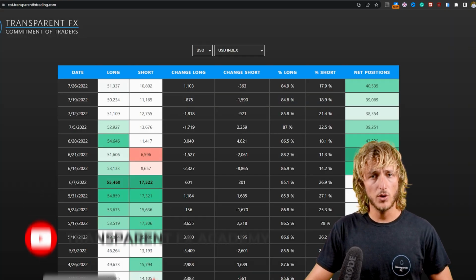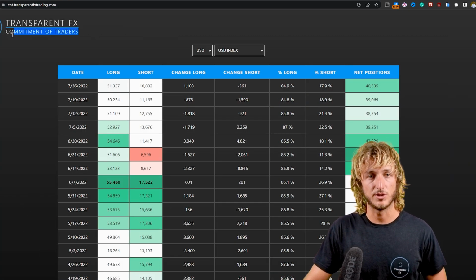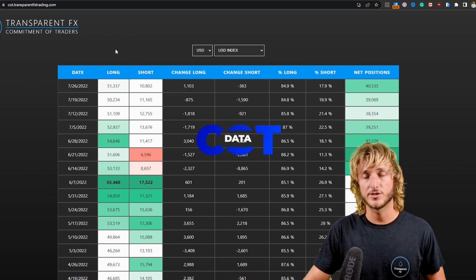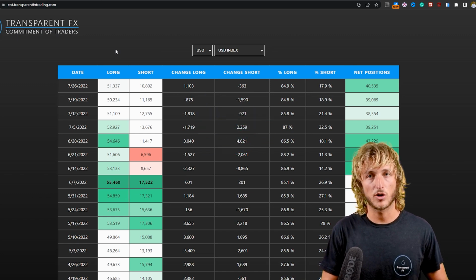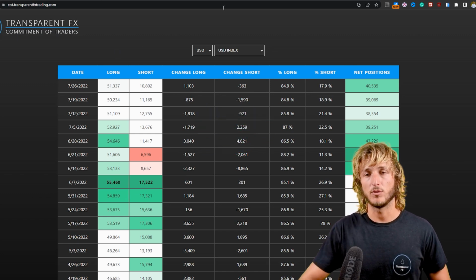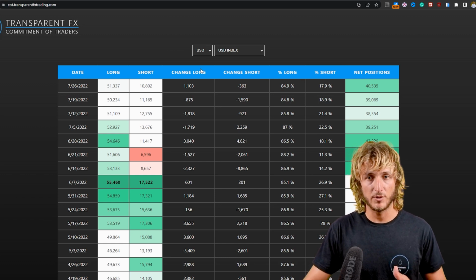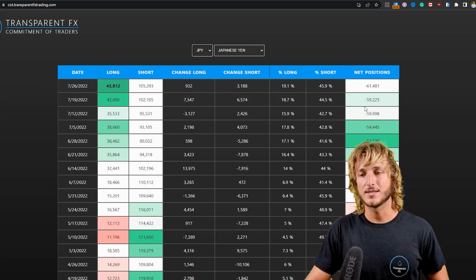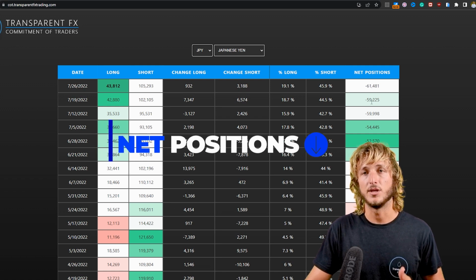Now, if we go and see what we have when it comes to the COT data, so the commitment of traders, which is what hedge funds and the non-commercials, so the biggest speculators in the market, are doing, and we check the data for the JPY, we can see how lately with the last reports, net positions have decreased.